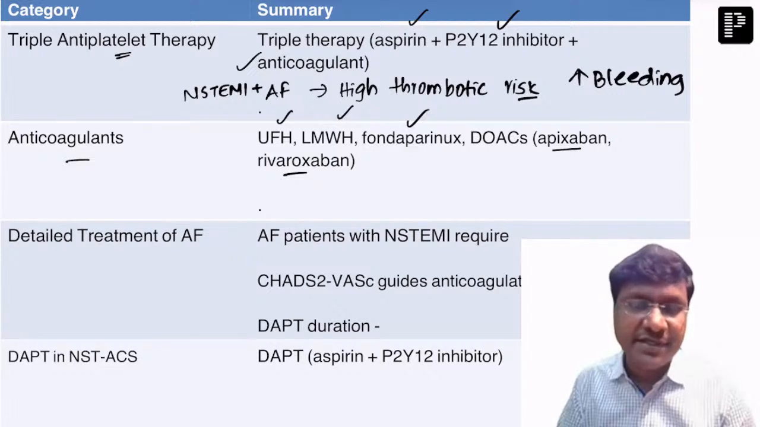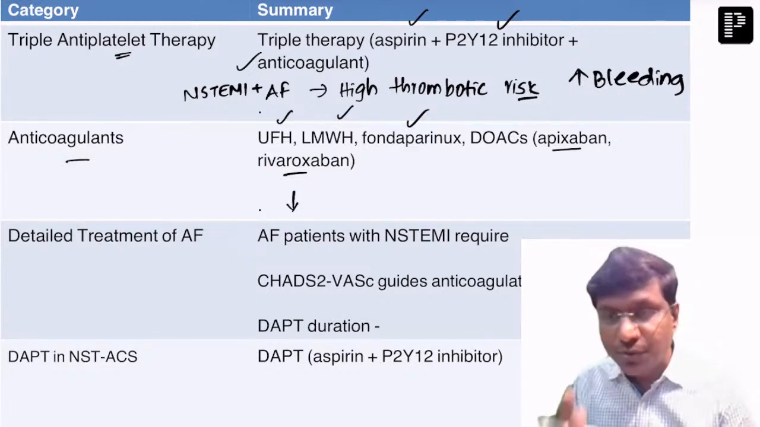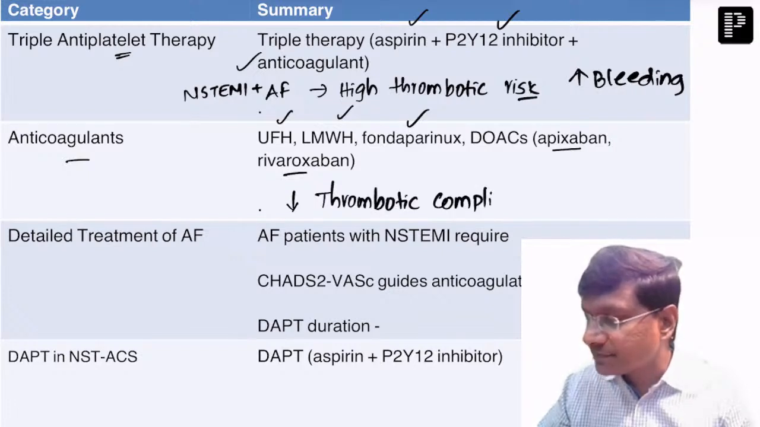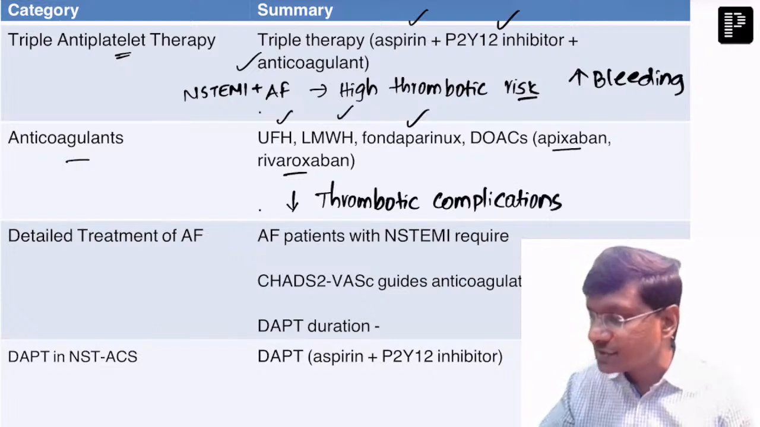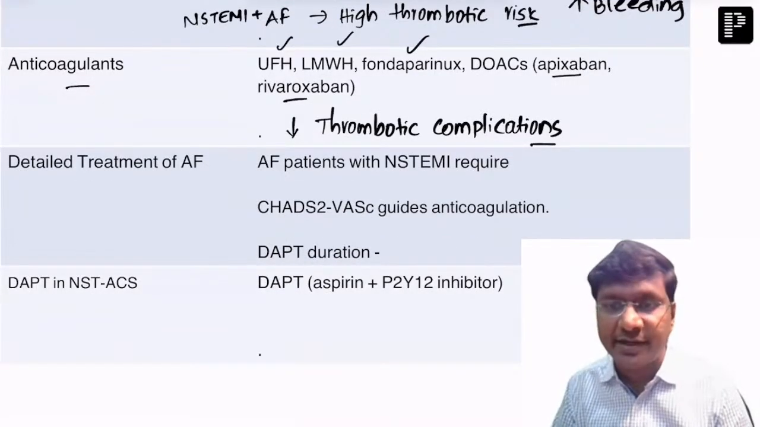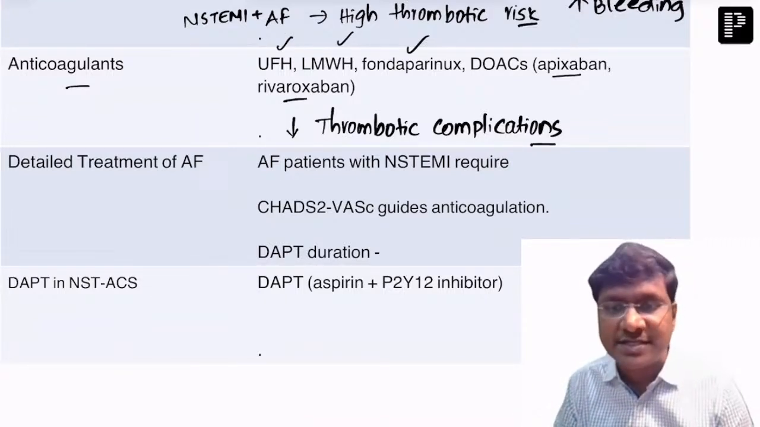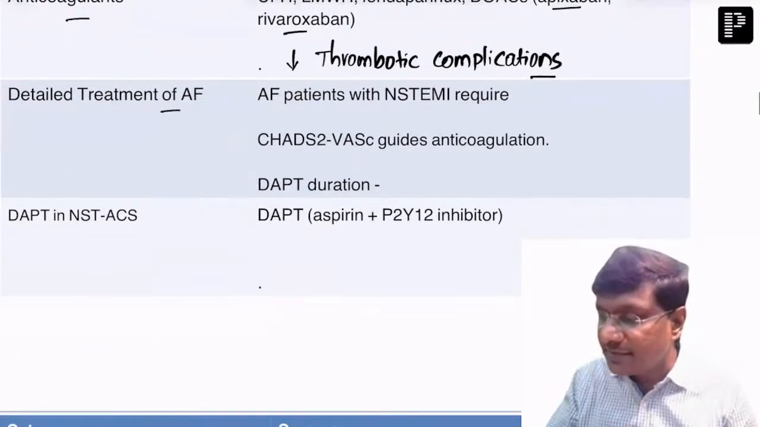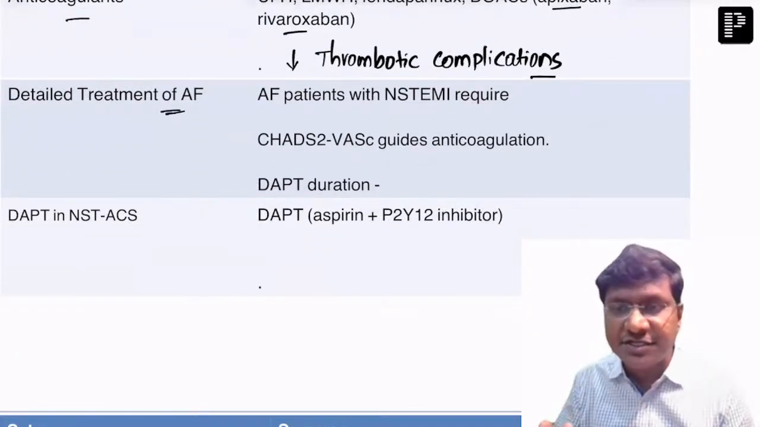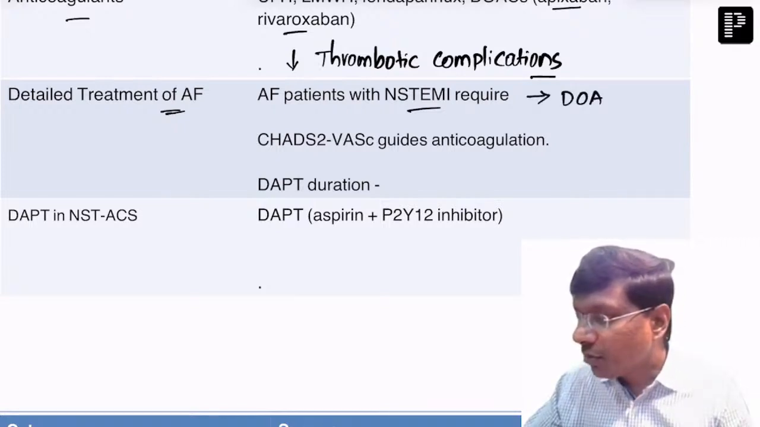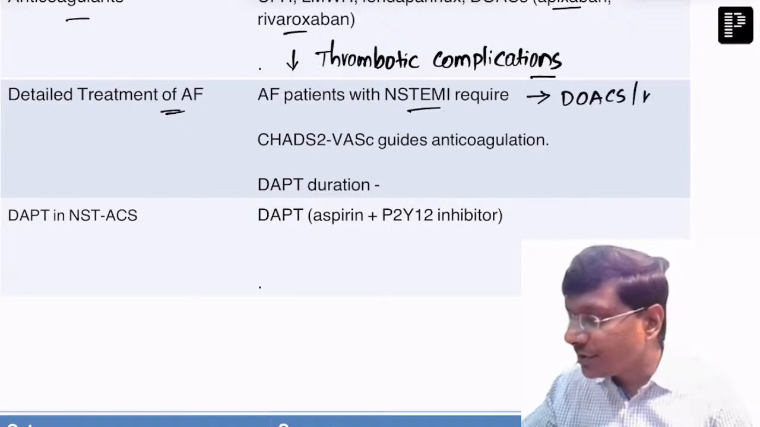So the advantage of giving the anticoagulants is they reduce the thrombotic complications. That is the advantage of giving the anticoagulants. And which particular anticoagulant should be given? It all depends upon the renal function as well as the bleeding risk. And if you see the detailed treatment of atrial fibrillation patients with NSTEMI, they require direct oral anticoagulant drugs, right? Or you need to give warfarin.